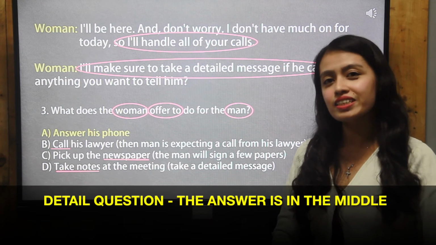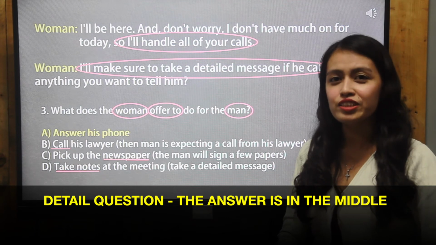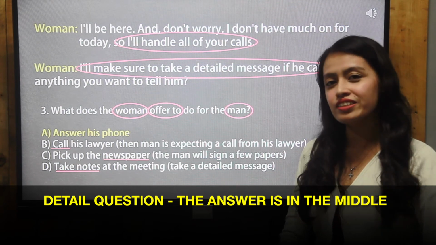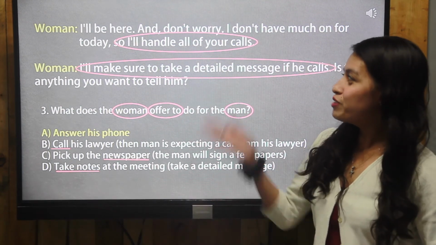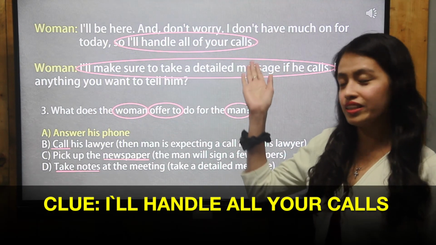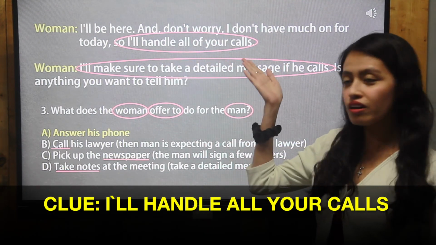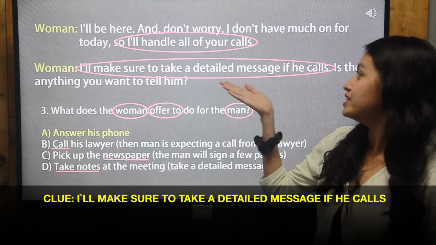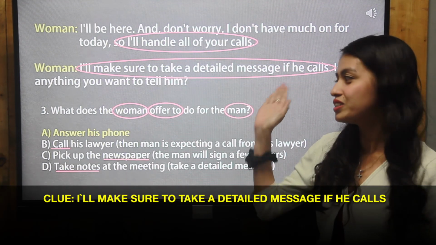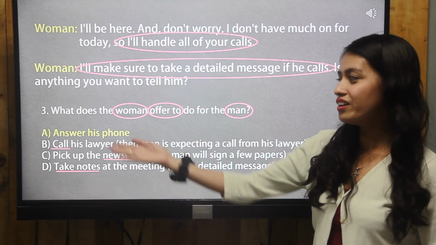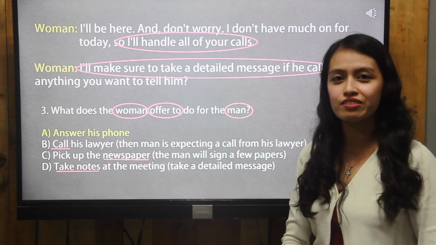Since this is an example of a detail question, you can usually find the answer in the middle. So for this part, we have 2 clues: I'll handle all of your calls and I'll make sure to take a detailed message if he calls. So for number 3, letter A, answer his phone, is the correct answer.